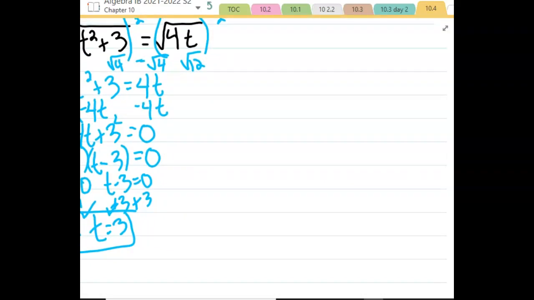Okay, number 4. Well, let's say we have w equals the square root of 7w plus 18.